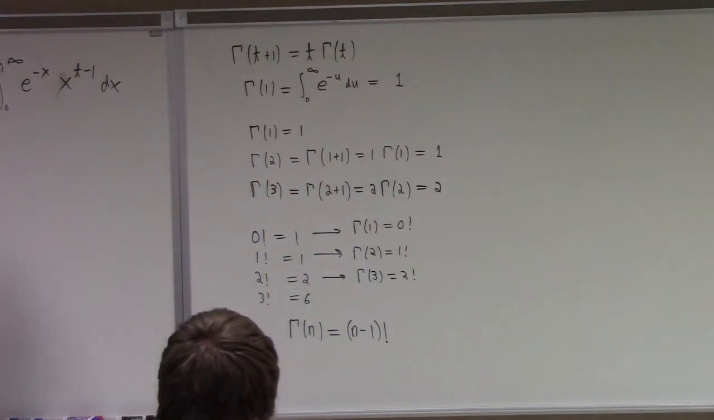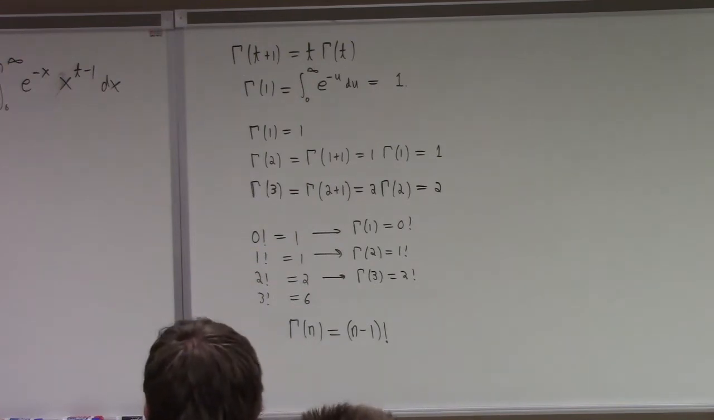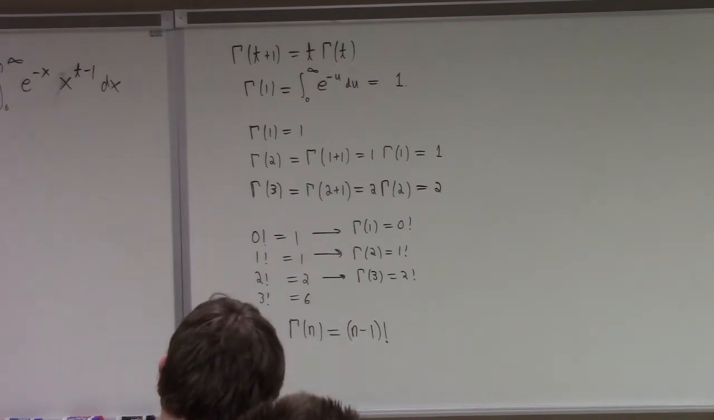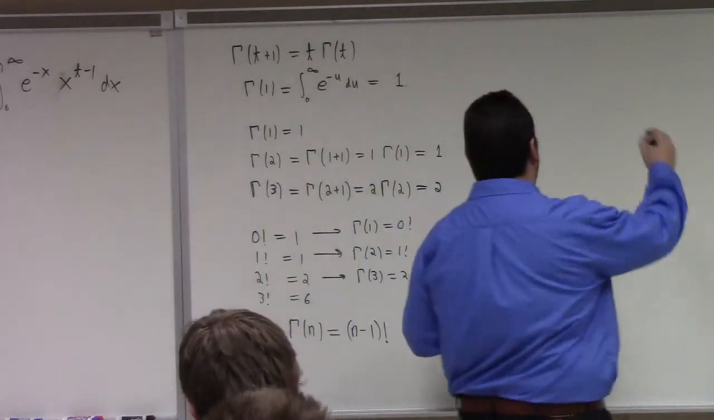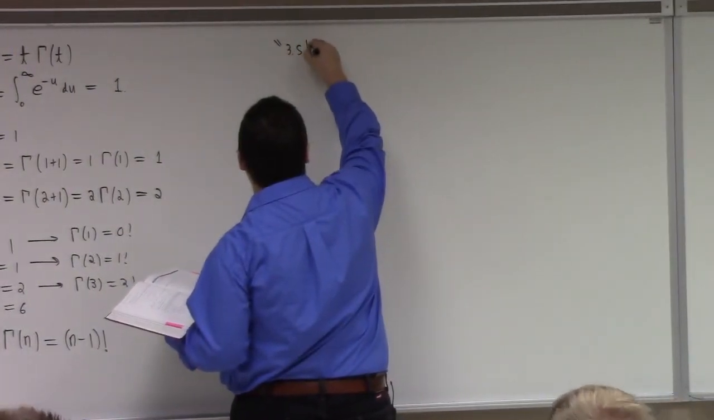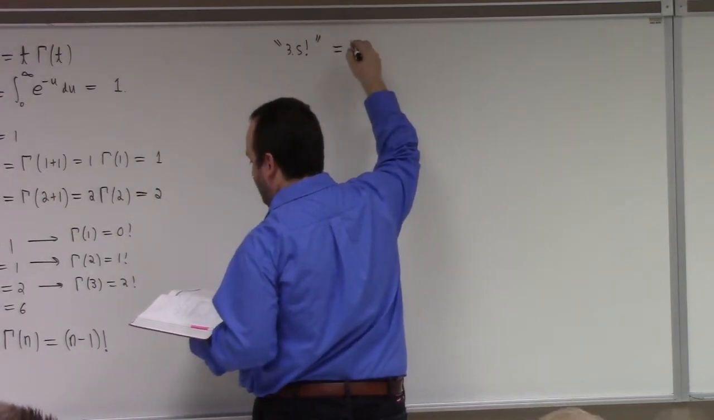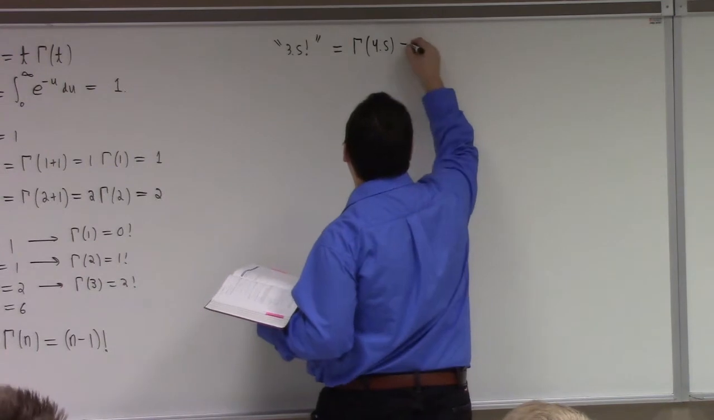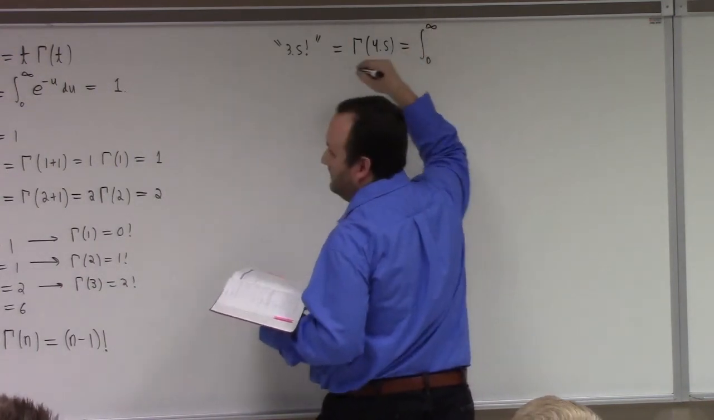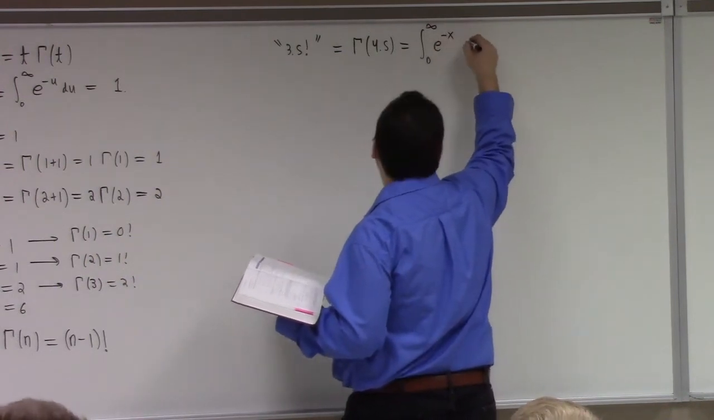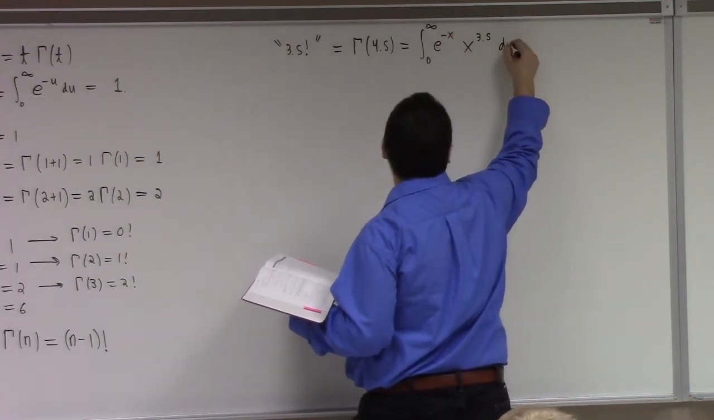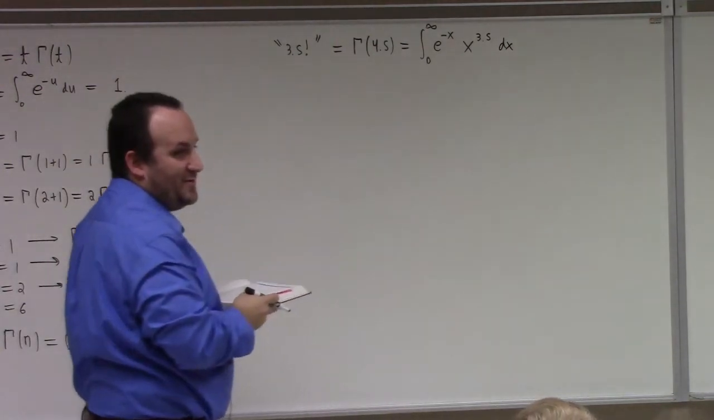So there you go. This is the continuous extension of the factorial in this sense. If you wanted to calculate, like, 3.5 factorial, I'll put quotes around this, you could understand that to be gamma of 4.5. In other words, you have to calculate the integral from 0 to infinity of e to the minus x times x to the 3.5 dx. So there you go. If you ever want to calculate 3.5 factorial, there it is.